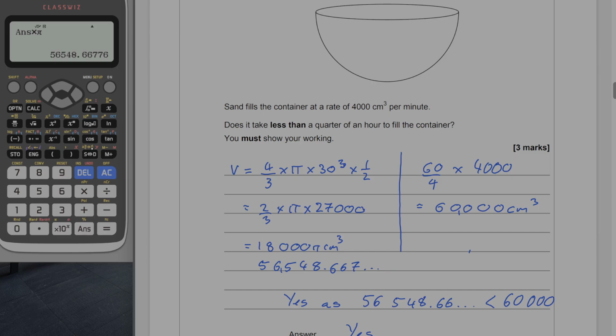And if you've done this slightly differently, so I did this kind of as 2 stages. I could have carried on working this through to say if I divide that by 4,000, that will give me the number of minutes that it would take to fill, and that's absolutely fine. I think the way I've done it there is slightly quicker, but you would still pick up all the marks.